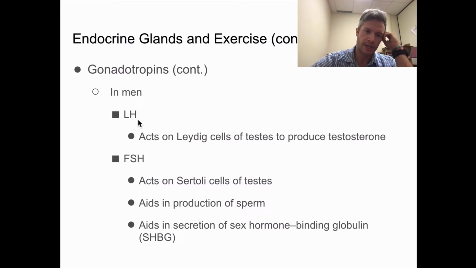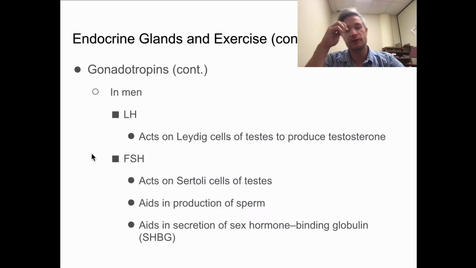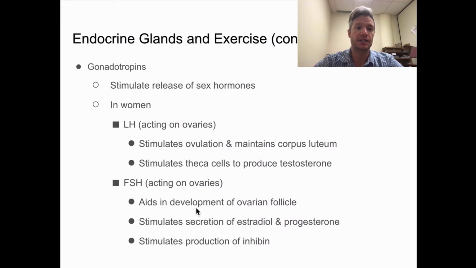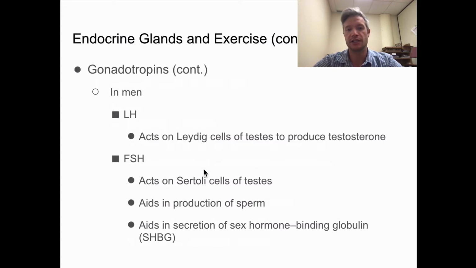In men, luteinizing hormone acts on the Leydig cells of the testes, so they produce testosterone there. But follicle stimulating hormone has a different purpose than stimulating ovulation. In the testes in men, it helps in sperm production as one of its main roles.